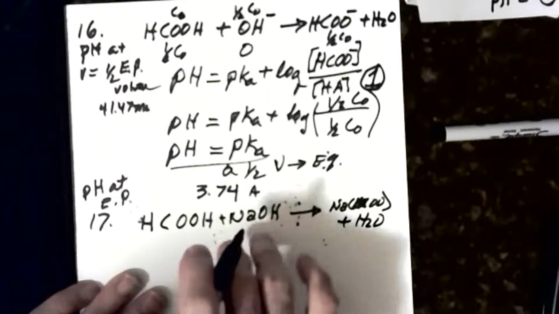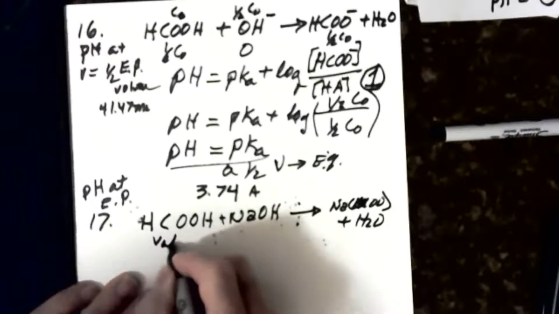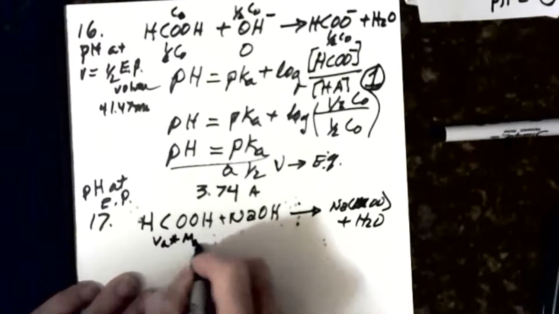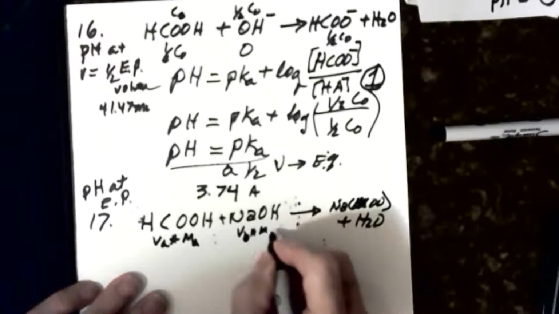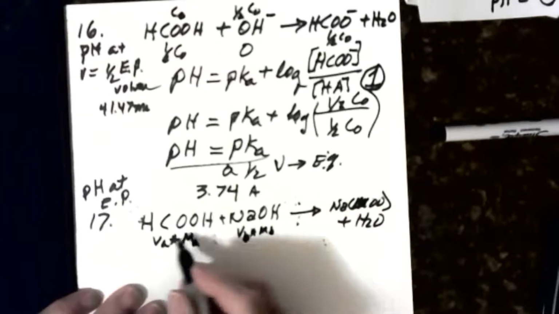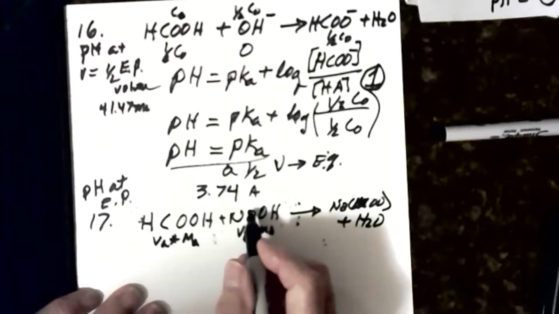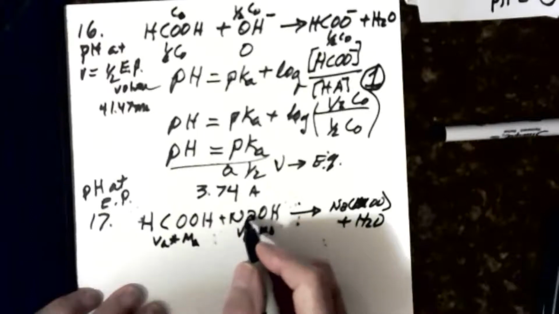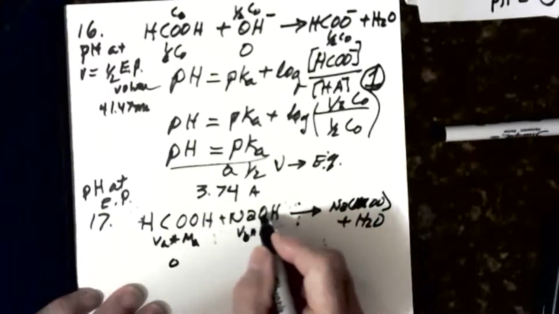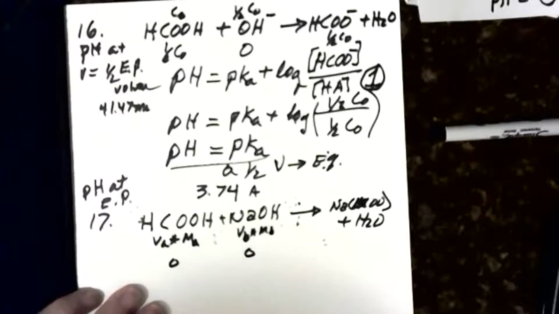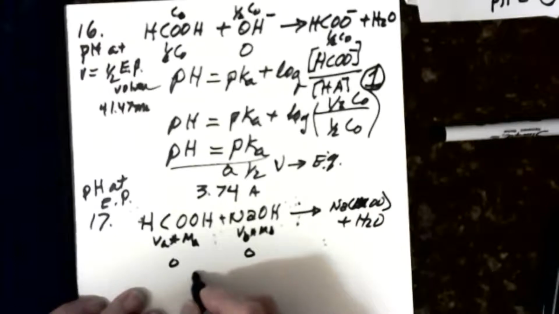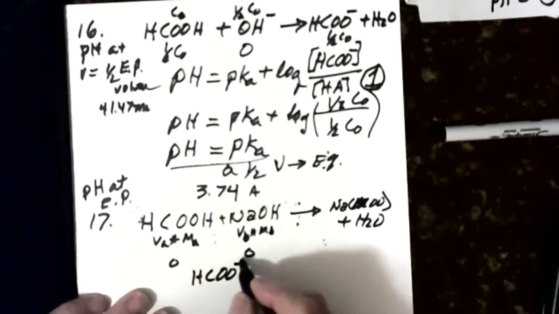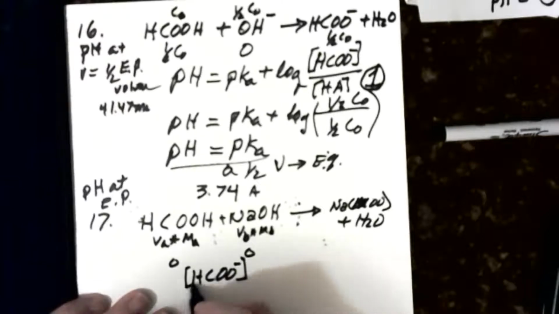Now, when we've added enough base so that the volume of the acid times the molarity of the acid is equal to the volume of the base times the molarity of the base, we've had equal moles added. So the concentration of hydroxide when this reaction is done is 0. So what are we going to do? We're going to make HCOO minus, and now that's going to have a concentration.